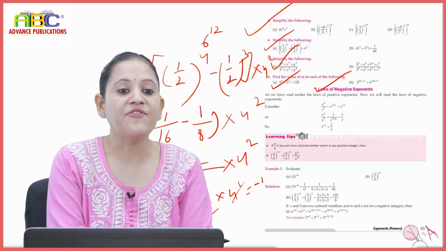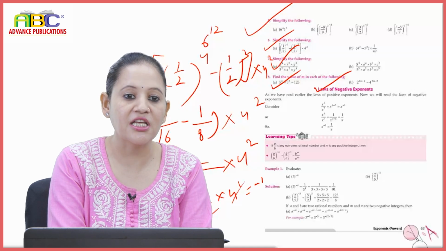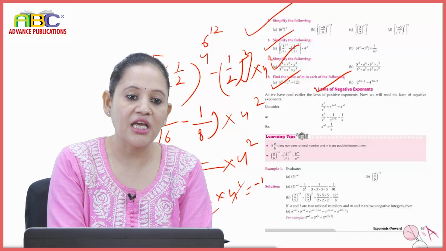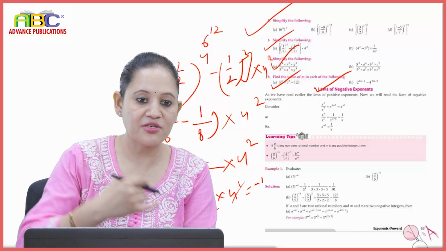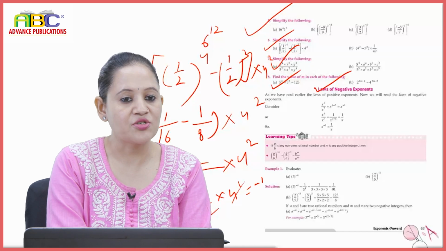Learning tips. If a upon b is any non-zero rational number and m is any positive integer, then a upon b is to power -m is equals to b upon a. If we change it, the power becomes positive, to the power m, equals to b is to power m upon a is to power m.